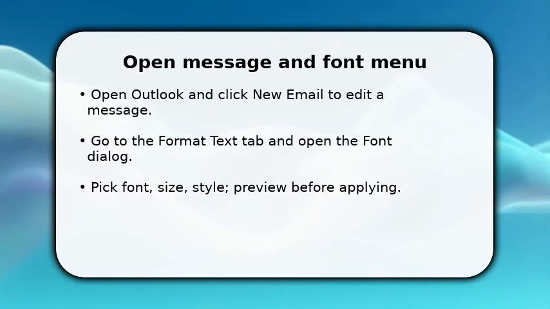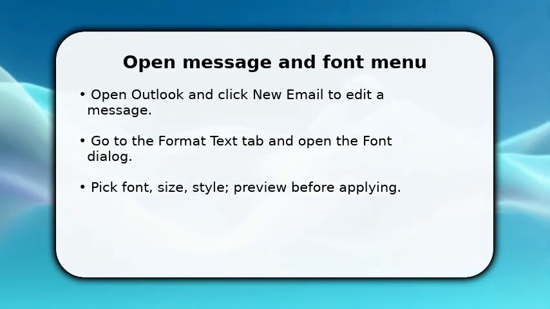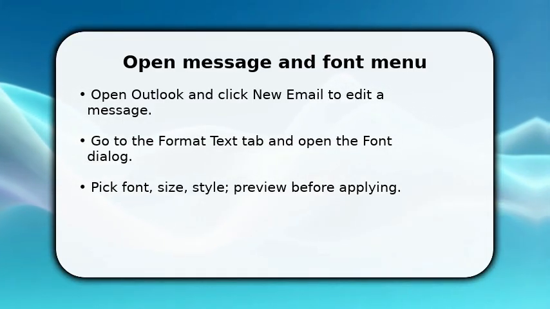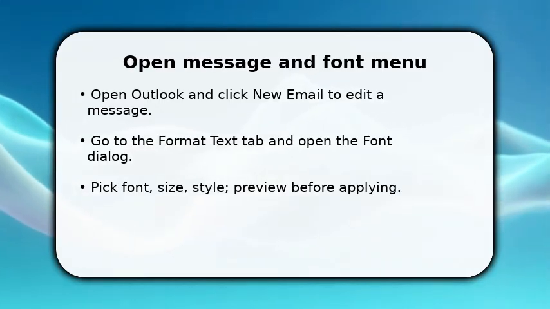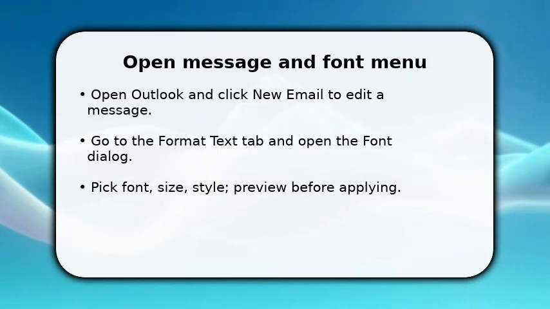You start by opening Outlook and composing a new email. Once the window is open, go straight to the Format Text tab. This is where Font controls live. Click the small font dialog launcher in the font group to set typeface, size, and style for this message.